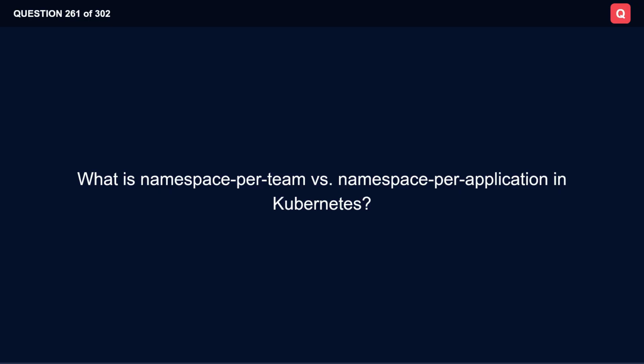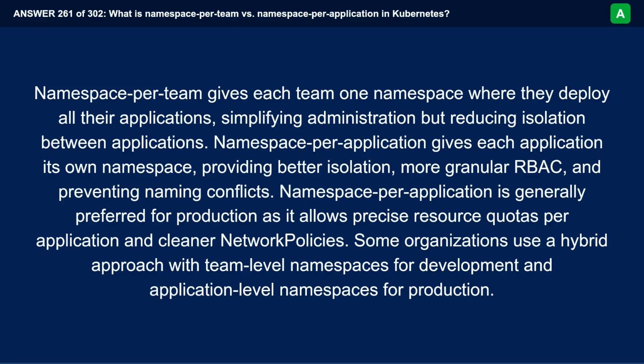What is namespace per team versus namespace per application in Kubernetes? Namespace per team gives each team one namespace where they deploy all their applications, simplifying administration but reducing isolation between applications. Namespace per application gives each application its own namespace, providing better isolation, more granular RBAC, and preventing naming conflicts.